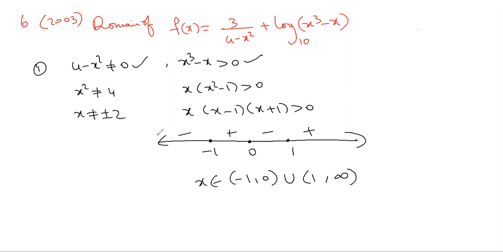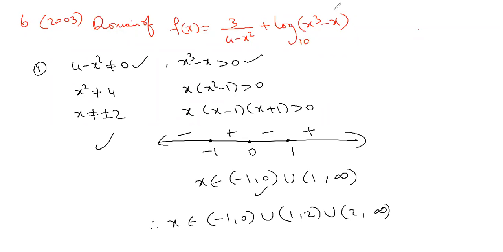But from these two numbers should be eliminated. Minus 2 is anyway not present in this interval. 2 is present, that should be eliminated. So this and this together, finally, x belongs to minus 1 to 0, union 1 to 2. In middle, 2 should be removed, union 2 to infinity. So that is there in which option? That's option 3.